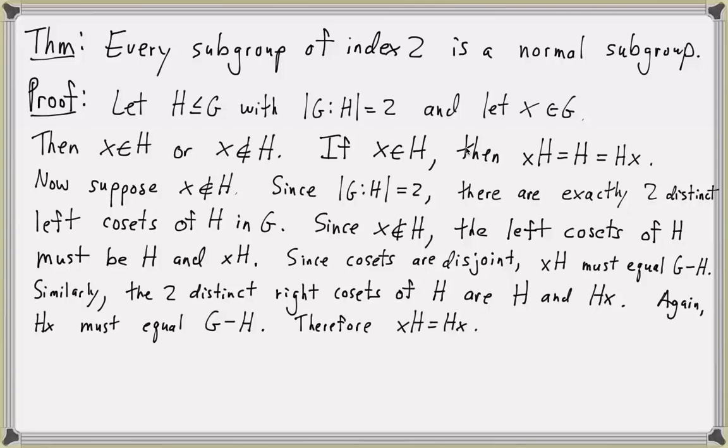So we've shown that whether X is in H or whether X is not in H, the left and right cosets are the same for any X in G. So since XH equals HX for all X in G, this shows that H is a normal subgroup of G. So again, this theorem states every subgroup of index 2 must be a normal subgroup of that group. So if you have a subgroup that's half as big as the group itself, then that must be a normal subgroup.